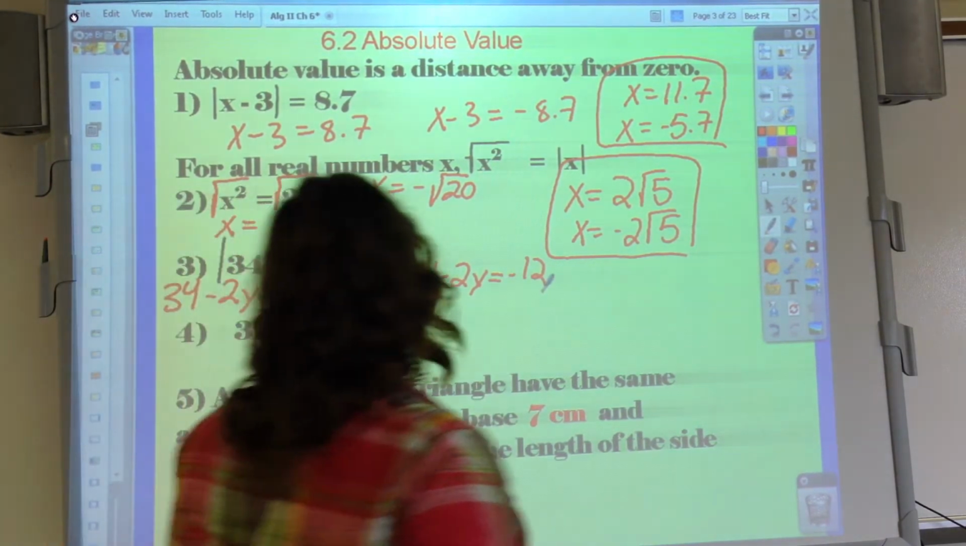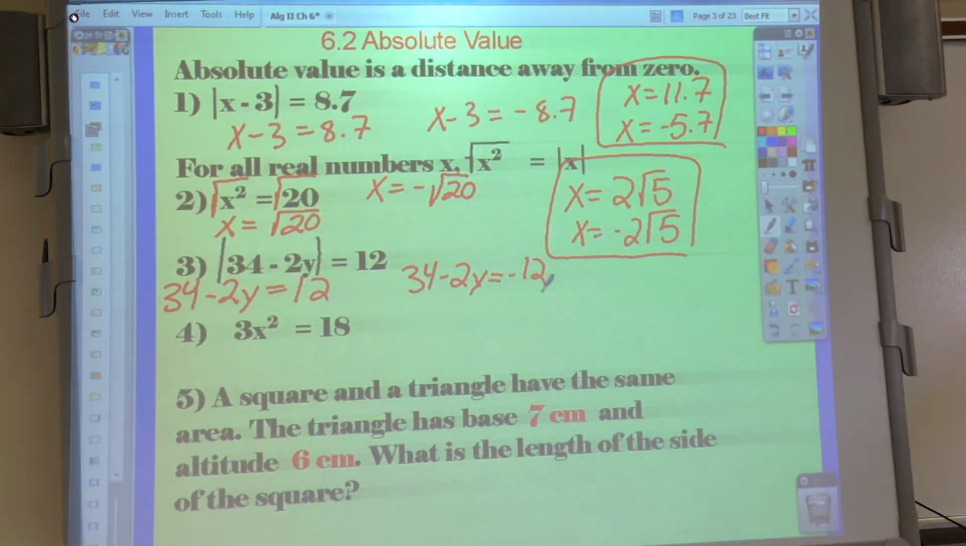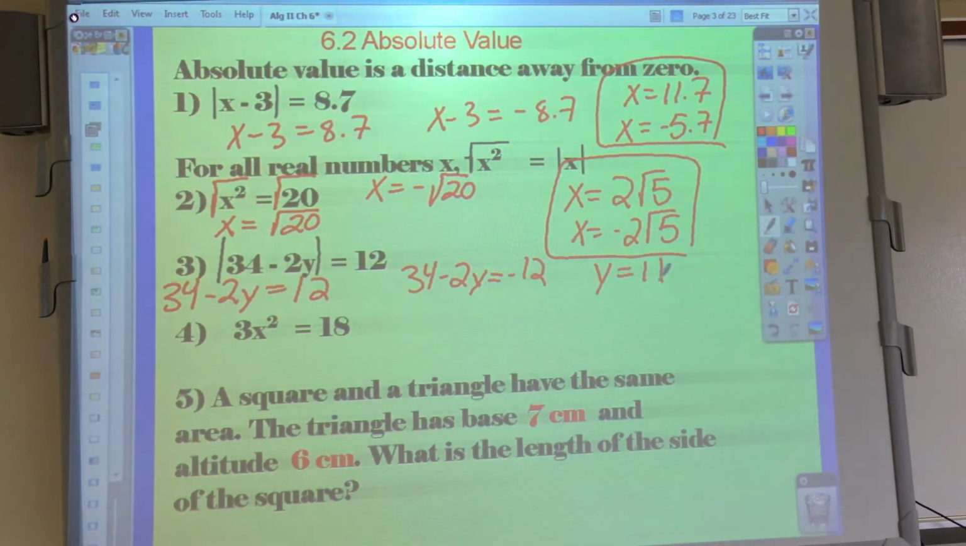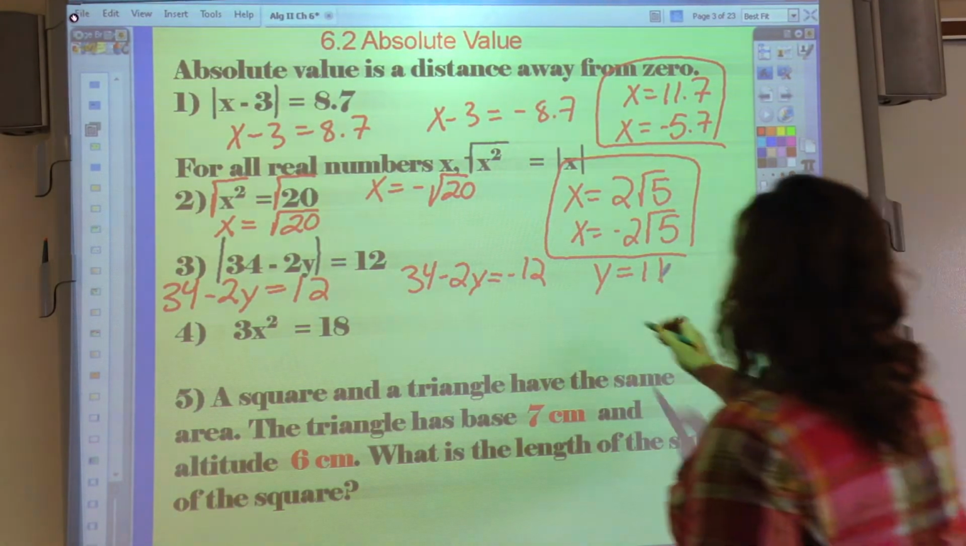Now I'm going to solve both of those equations, subtract 34 on both sides, and on the left-hand side I get a negative 22. When I divide a negative 22 by negative 2, I get 11. And over here I'm taking a negative 12 and I'm subtracting 34, and I end up with a negative 46. And when I divide both sides by negative 46, I end up with a positive 23.